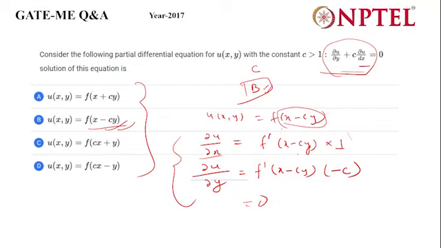So what have we done? Firstly, we write f dash (x minus cy). Then differentiate the inside with respect to x, you will get 1. In this, we have written f dash (x minus cy). Then you differentiate this with respect to y, and you will get minus c. Then we put these values of del u by del x and del u by del y in the equation, and it is satisfying the equation. That's how we understood that our option B is correct.